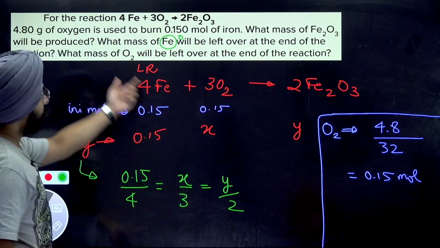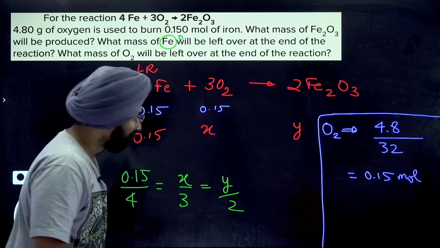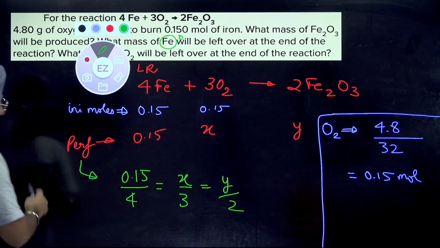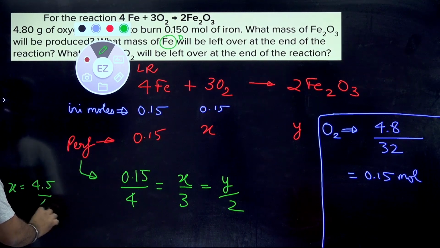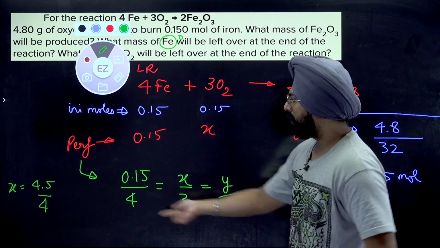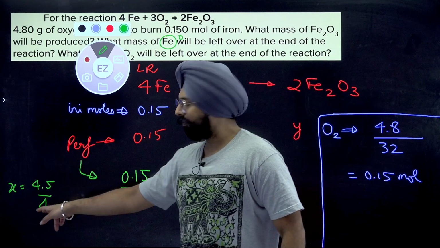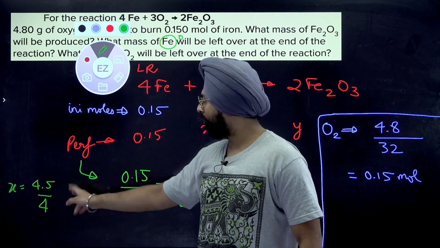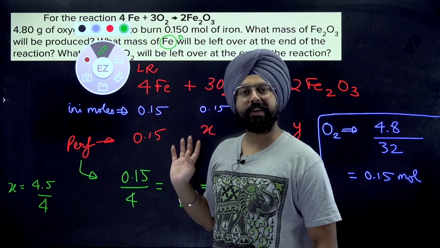What mass of oxygen will be left over? That is something that we can figure out from here. Isn't it? So basically, oxygen consumed is equal to 4.5 by 4. Yes. Oxygen consumed, that is x, is equal to 4.5 by 4. So calculate the weight of this. That is 4.5 by 4 into 32. Plug the value over and see how much is remaining.